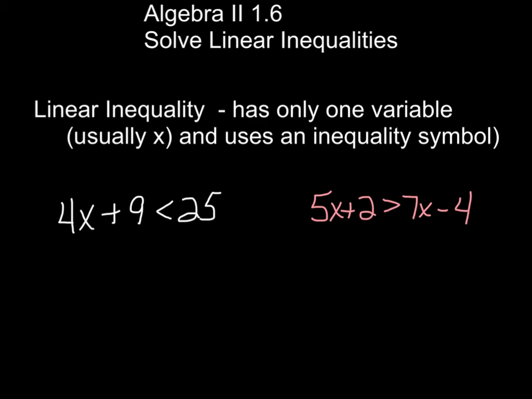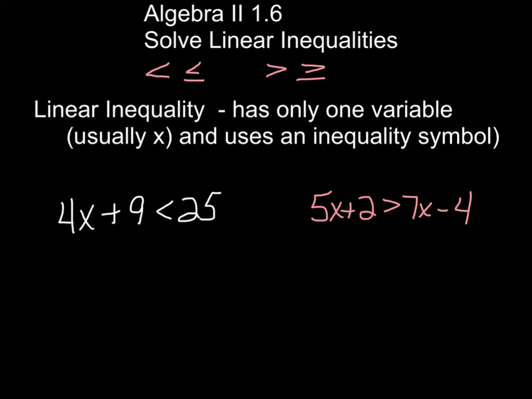Today in Algebra 2, we are going to look at solving linear inequalities. Let's quickly review what an inequality is. It is going to have an inequality symbol that is less than or equal to, or greater than or equal to. Okay, so a linear inequality is only going to have one variable, usually it will be x, and will have an inequality symbol. Okay, so if we look at this first example, 4x plus 9 is less than 25.